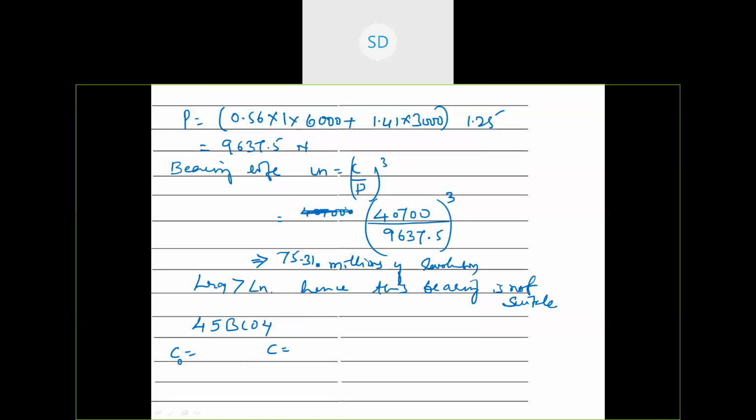Okay. Now in this situation you need to change the diameter. You need to change the diameter. So write a comment here. So let us change the diameter from 45 to 50 mm, because in the data handbook it is not available for 45. This is 04. Okay. Now what will we do? We'll go for 50 BC 03 here. We'll go directly for the third series.